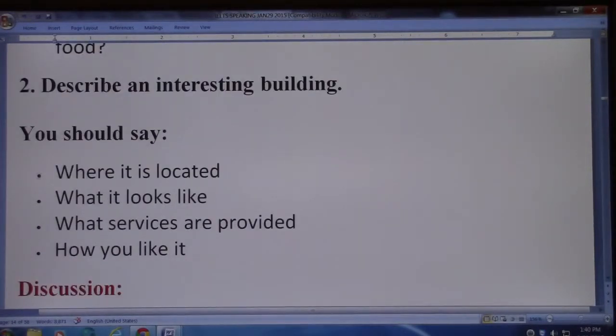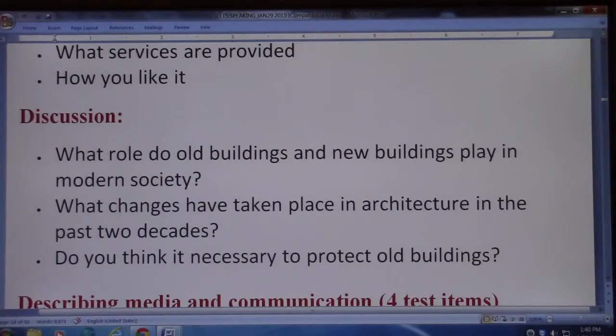Now, describe an interesting building. You should say where it is located, what it looks like, and what services are provided, and how you like that building. Okay, discussion would be, what role do old buildings and new buildings play in modern society? What changes have taken place in architecture in the past 2 decades? Do you think it necessary to protect old buildings? You know that here in Toronto, certain buildings are treated as heritage buildings and heritage sites, so people cannot touch them or change them.